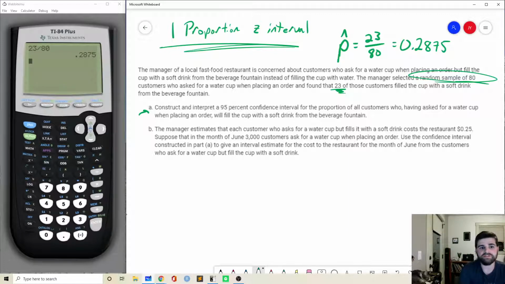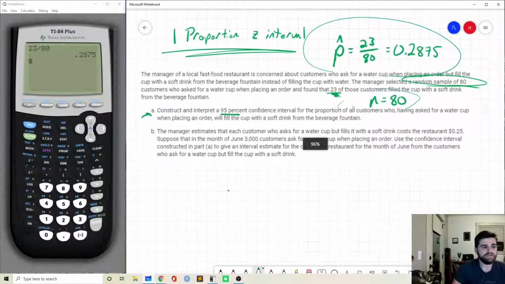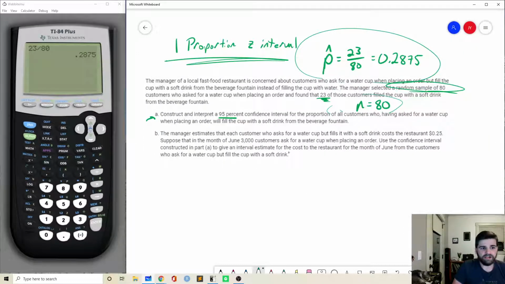Okay, so that's the first bit we want to pull out. That's the sample statistic. We also know the sample n equals 80. The sample size is 80 customers. Cool, so we'll need these two numbers when we get to the calculations in a little bit. The other thing we need is to know our critical score. So we'll talk about that a little bit when we get there. But we know we have a 95% confidence level, so that'll determine our critical score.